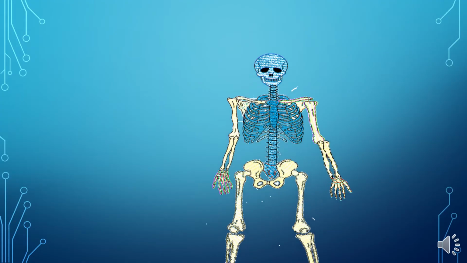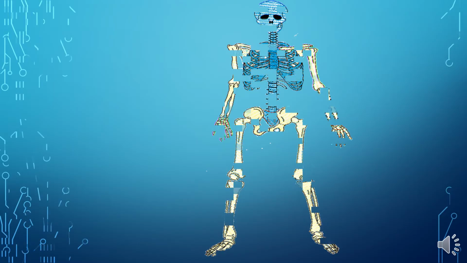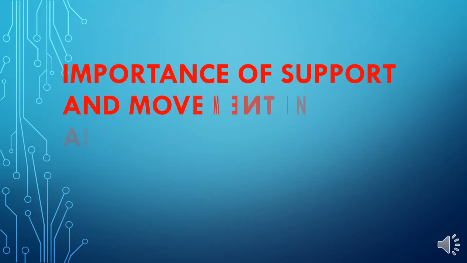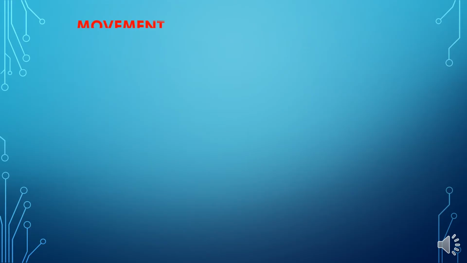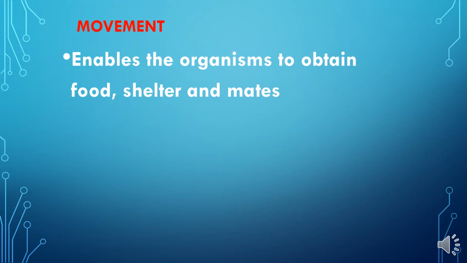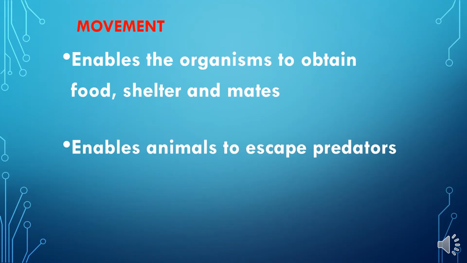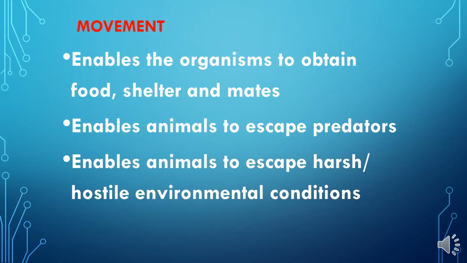A human skeleton also forms a framework for support. Importance of support and movement in animals. Movement enables the organism to obtain food, shelter, and mate. It enables animals to escape predators. It enables animals to escape harsh and hostile environmental conditions.